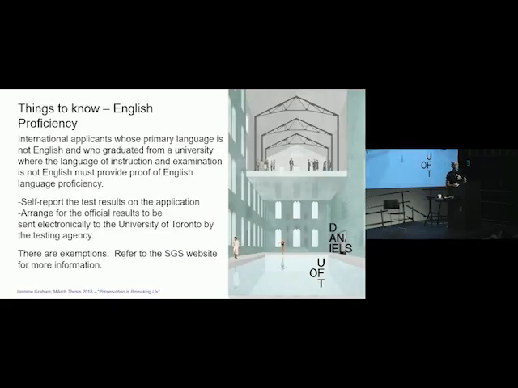Okay. Another thing is that if you're an international student, there is an English proficiency requirement. International applicants whose primary language is not English, who graduated from a university where the language of instruction was not English, must provide English proficiency. We get this question a lot. People email us and say, I had everything taught in English, but if it's not listed on the SGS website as an exempted country or region, then an English proficiency test would be required. And even if you do qualify, you may be asked to take a test.